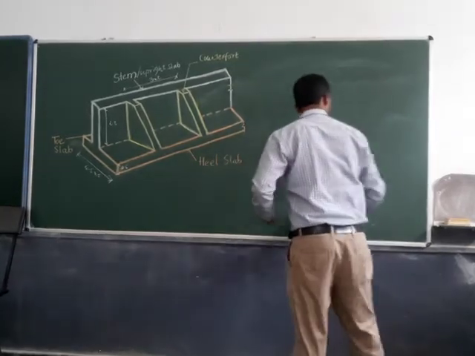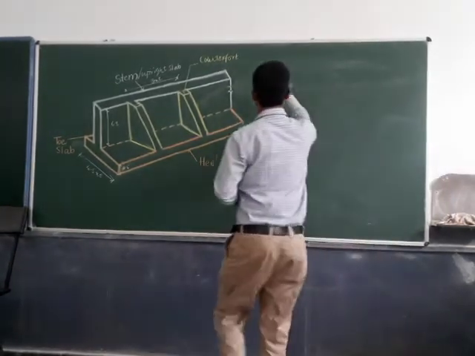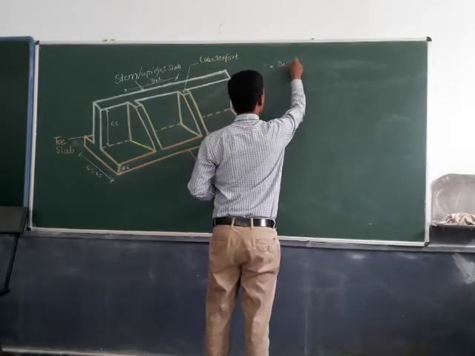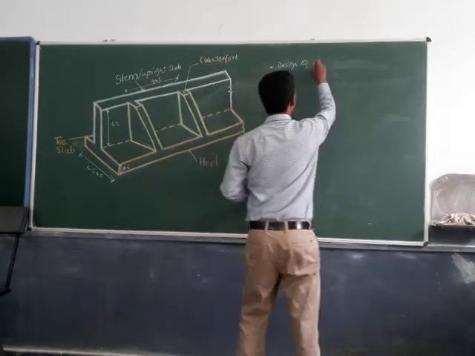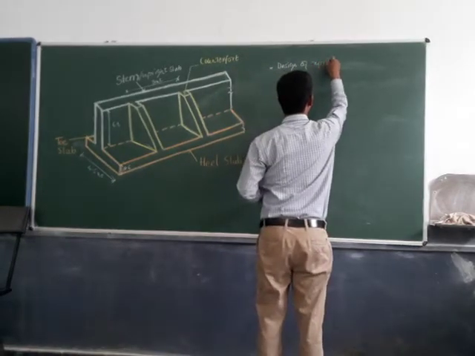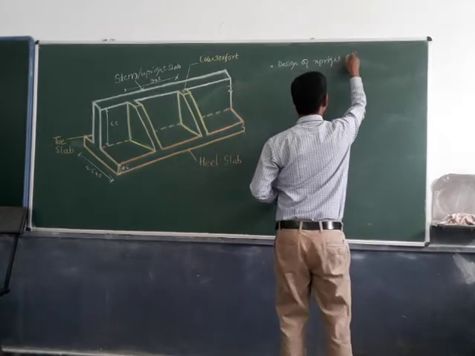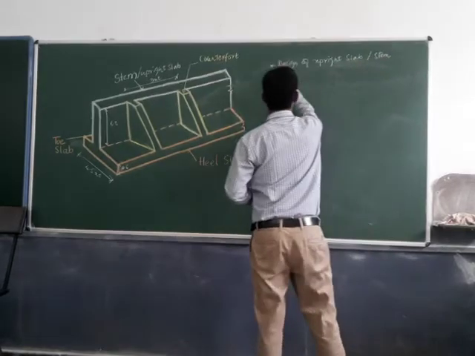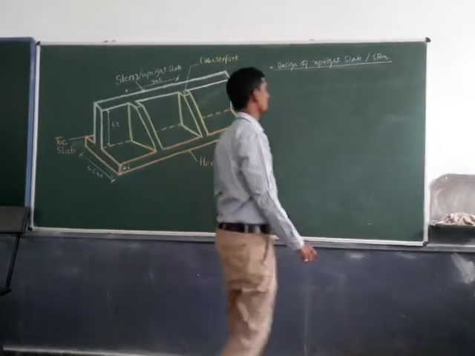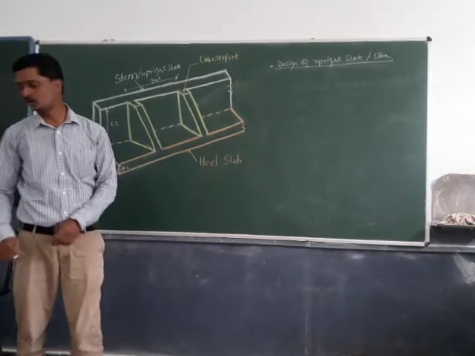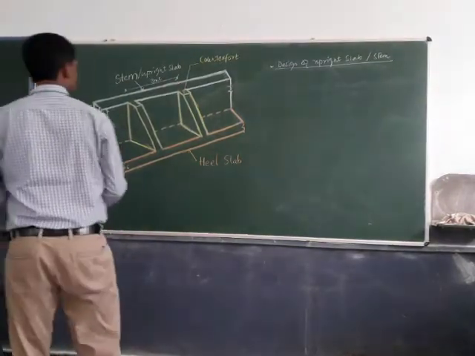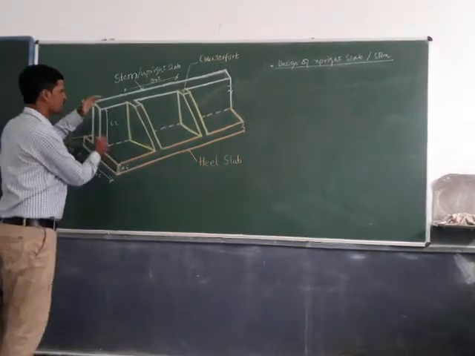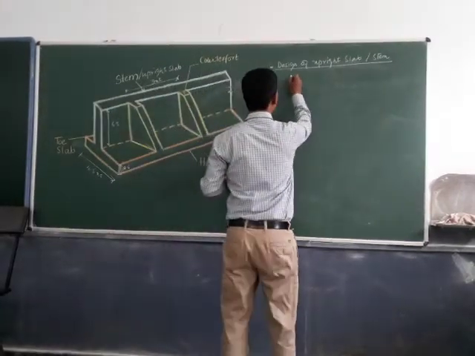The first element we will design is the design of upright slab or stem. For that, you have to first of all find out the intensity of lateral earth pressure over this stem.